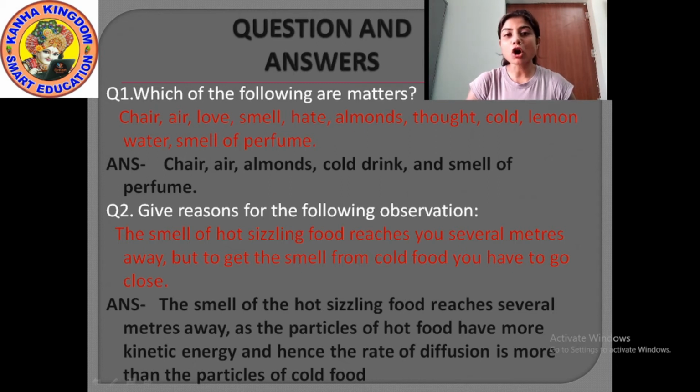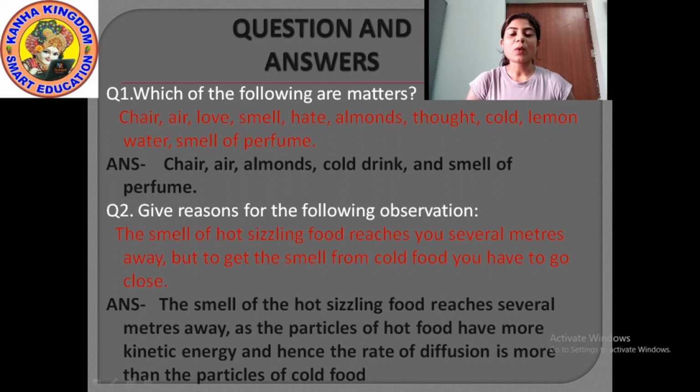Then cold drink. Cold drink is liquid. It is a matter. And the smell of perfume. The smell of perfume is gas. It is in gaseous state. That is why it is a matter. So the answer is chair, air, almonds, cold drink and smell of perfume.